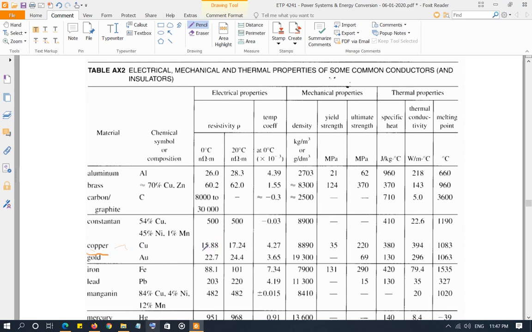So for copper, resistivity is 15.88 nano ohm meter at 0 degrees Celsius. Temperature coefficient is 4.27 times 10 to the power negative 3 at 0 degrees Celsius, and density is 8890 kilogram per meter cube, which is again a standard unit. So these quantities are used very commonly.